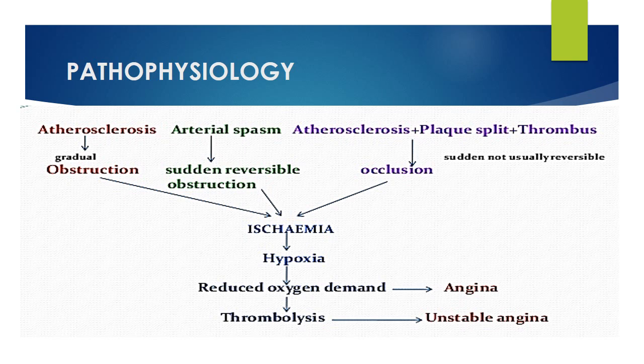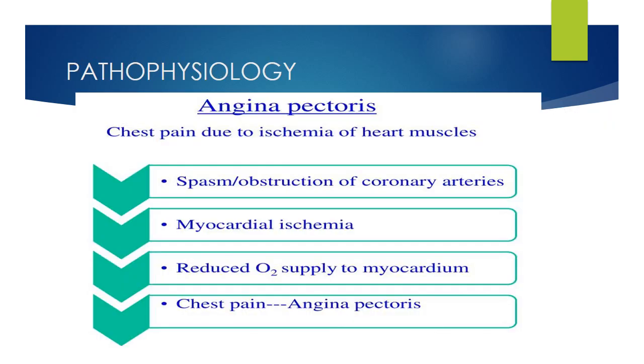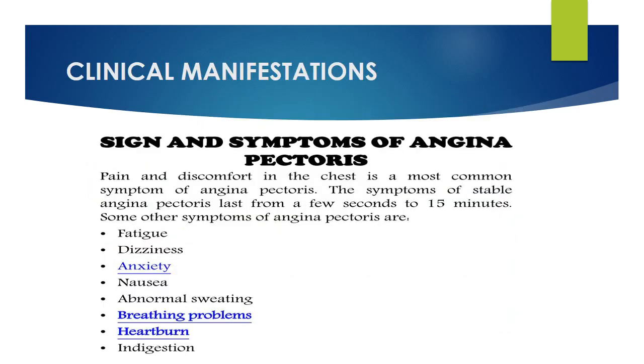And as we mentioned, along with this particular condition, when there is a thrombus or a clot formation, then that results in a condition called unstable angina. So angina pectoris is also due to ischemia of heart muscles. So this is another small gist of what actually happens in angina pectoris. There is spasm, obstruction of coronary arteries, resulting in myocardial ischemia. There is reduced oxygen supply to the myocardium, eventually resulting in chest pain or angina pectoris. In either way, you can write it. Whichever you find easy, you can write this as your answer.